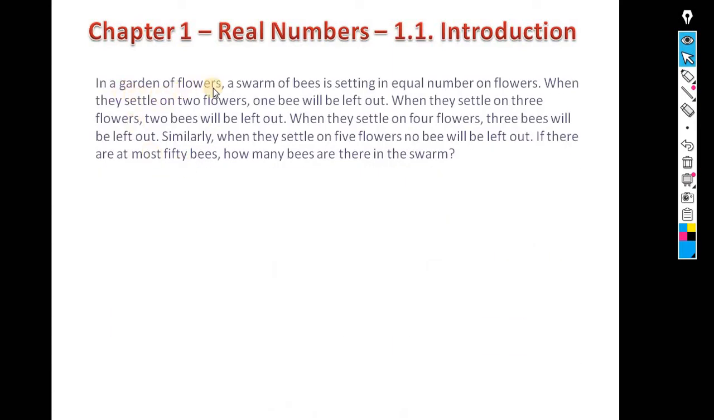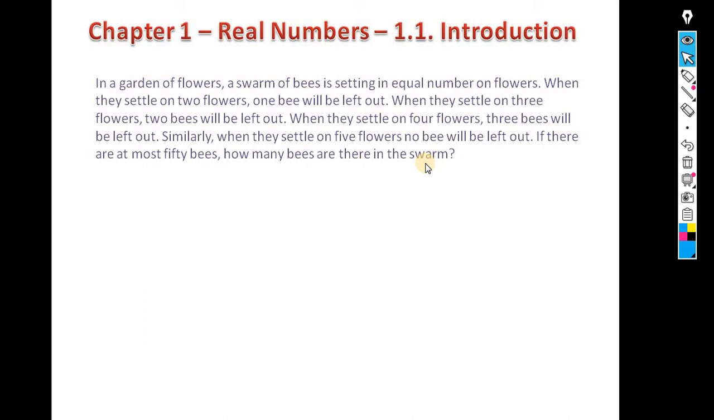In a garden of flowers, a swarm of bees is settling in equal number on flowers. When they settle on 2 flowers, 1 bee will be left out. When they settle on 3 flowers, 2 bees will be left out. When they settle on 4 flowers, 3 bees will be left out. Similarly, when they settle on 5 flowers, no bee will be left out. If there are at most 50 bees, how many bees are there in the swarm?